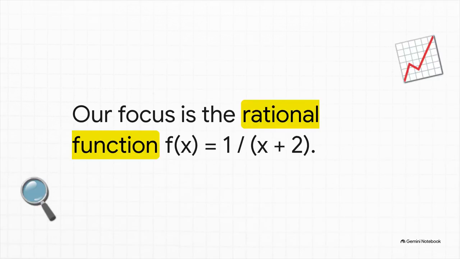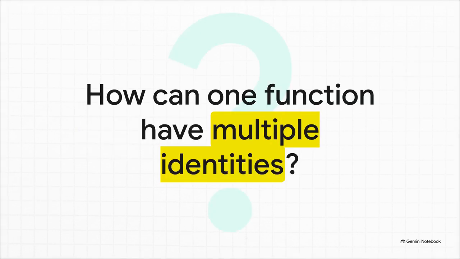To figure this out, we're going to use a perfectly simple, totally well-behaved rational function. Just f(x) = 1/(x+2). Now, our main goal here is to transform this straightforward algebraic fraction into a power series. But as you're going to see in a minute, the way we actually choose to do that changes absolutely everything. Which brings us to the central paradox of this whole explainer.